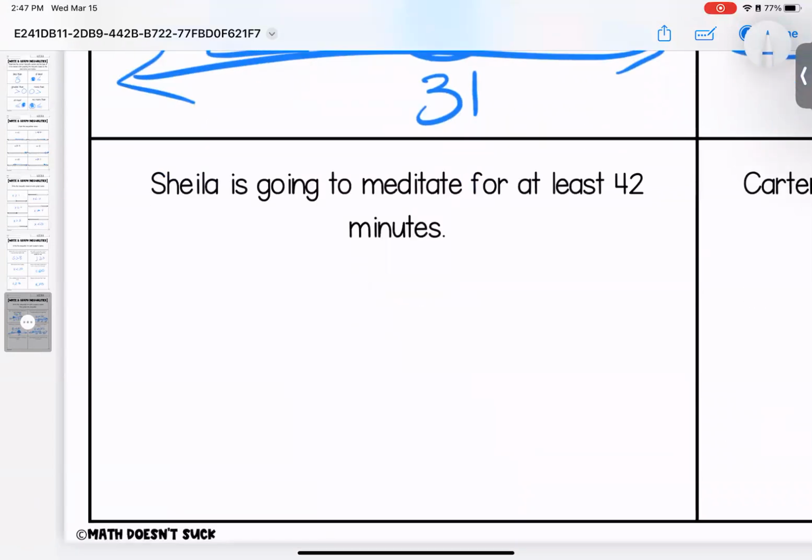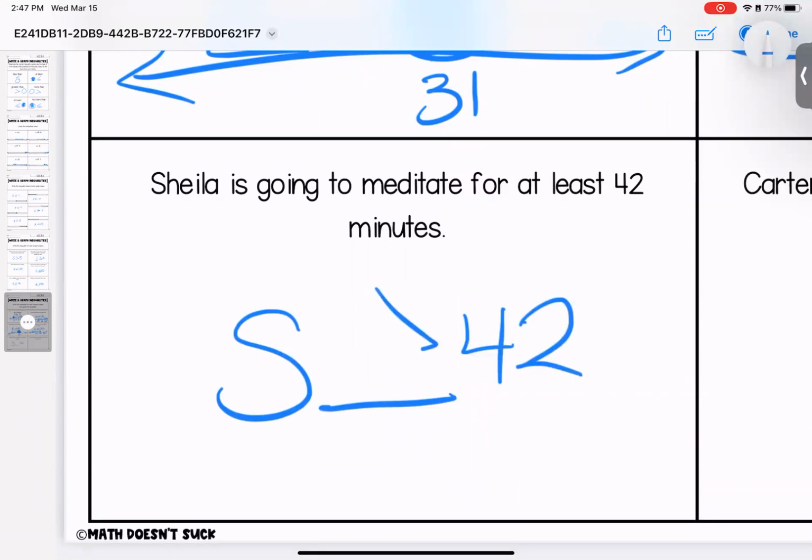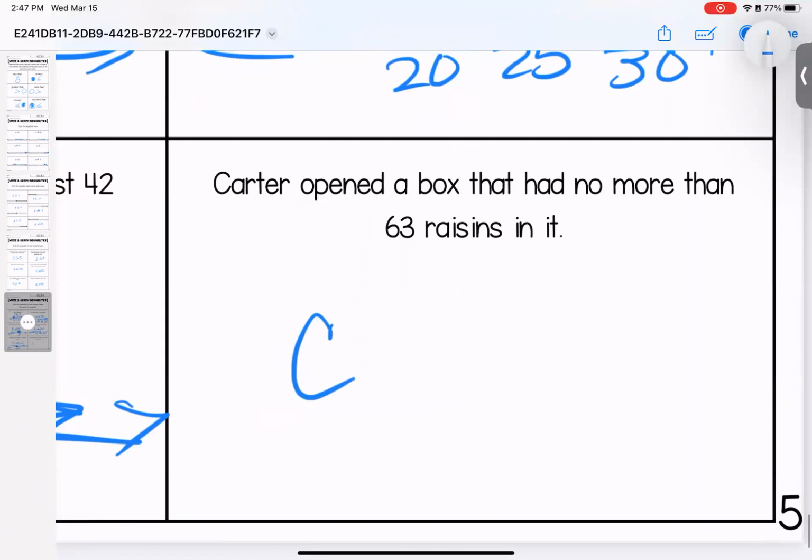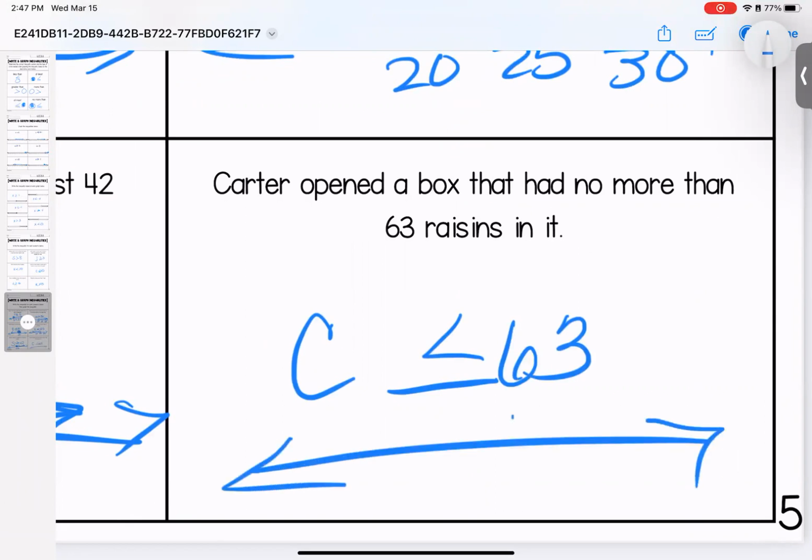Sheila is going to meditate for at least 42 minutes, probably more. So we're going to put our 42 here, arrow going to the right, filled in, because we have our or equals to. And then Carter opened a box that has no more than 63 raisins in it. The most it could have is 63. So we'll put our 63, fill in our dot because it has the or equals to, and our arrow is going to the left.